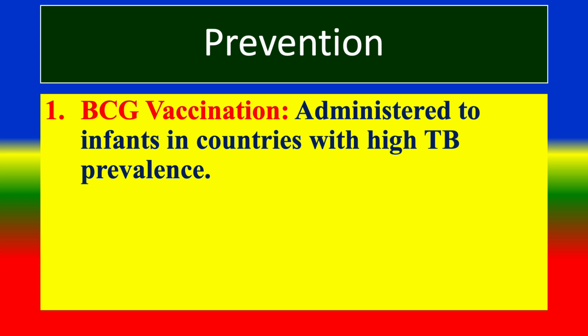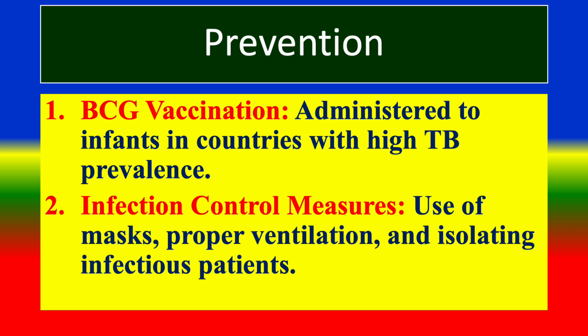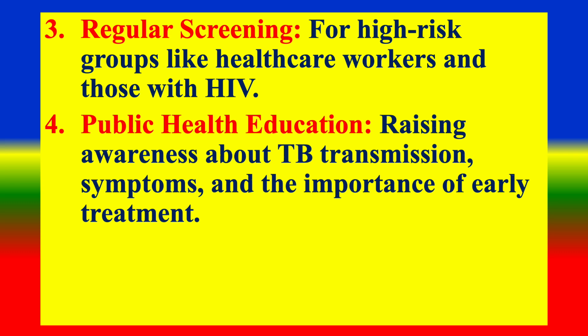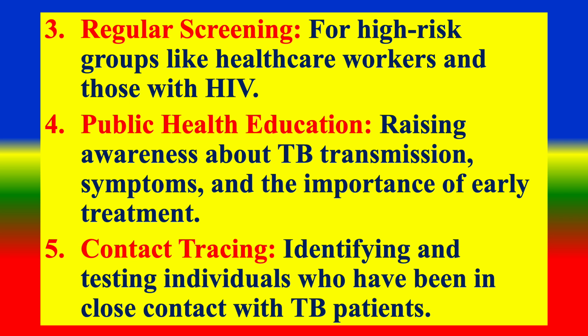Prevention. 1. BCG vaccination, administered to infants in countries with high TB prevalence. 2. Infection control measures: use of masks, proper ventilation, and isolating infectious patients. 3. Regular screening for high-risk groups like healthcare workers and those with HIV. 4. Public health education, raising awareness about TB transmission, symptoms, and the importance of early treatment. 5. Contact tracing, identifying and testing individuals who have been in close contact with TB patients.